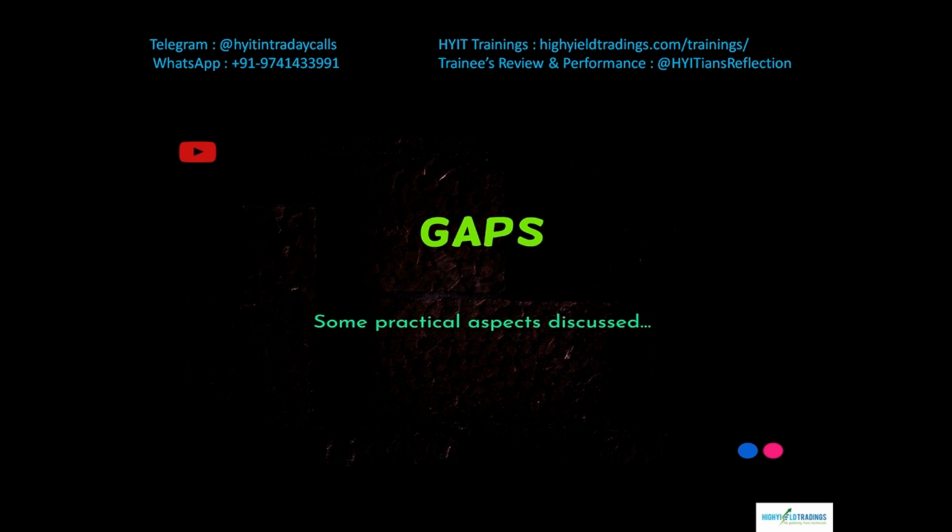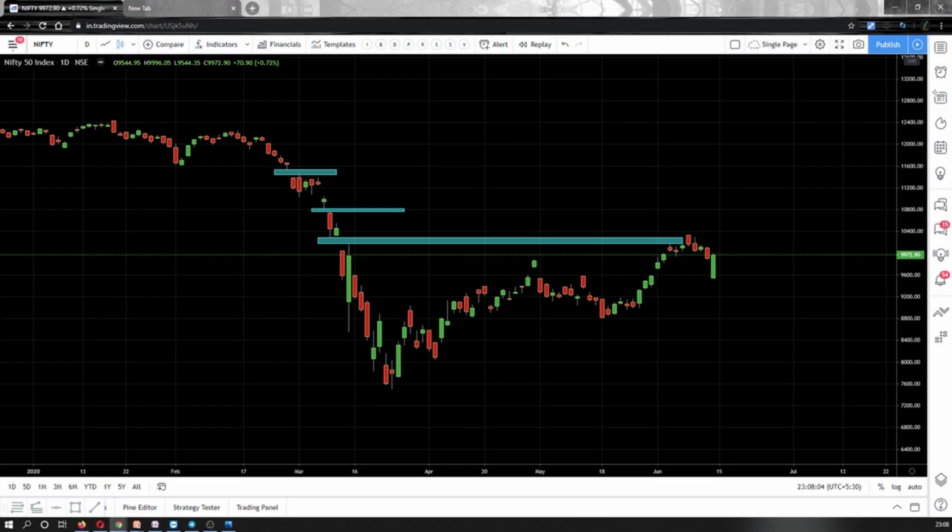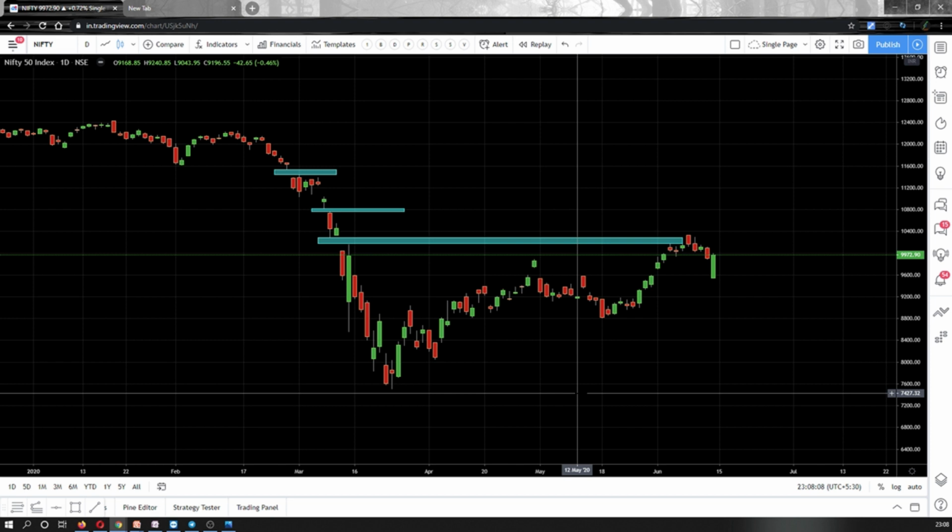A very exact example can be pulled out from the Nifty's recent movements. Let me take you to the charts. I have already drawn the gaps and the other things that are needed. So, this is the Nifty spot 1 day chart. As you can see here, Nifty 1 day chart.